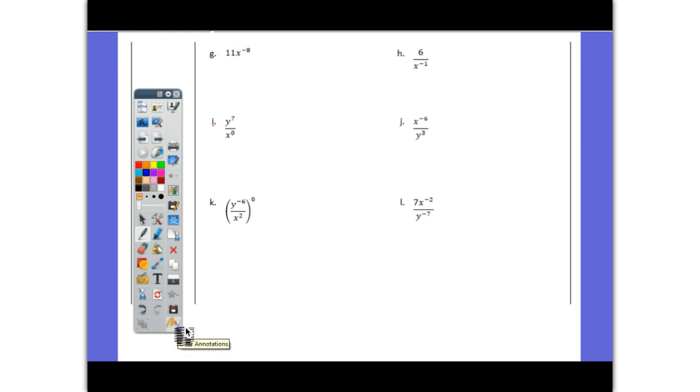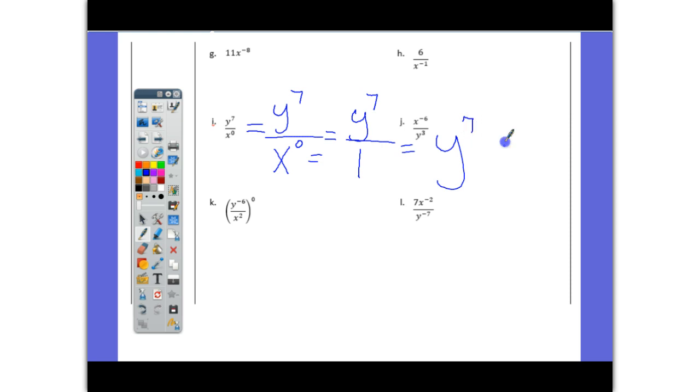Now we are on I. Hold up your answer for I. Y to the 7th all over x to the 0. What do you get? X to the 0 power, this whole thing equals 1. X to the 0 power equals 1. And then we still have y to the 7th stays on the top. Perfect? Right? Or the best way to write that would be what? Equals y to the 7th power.